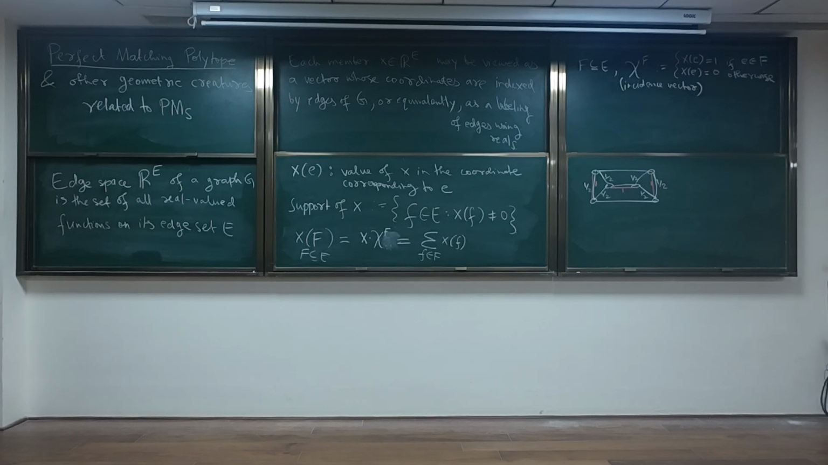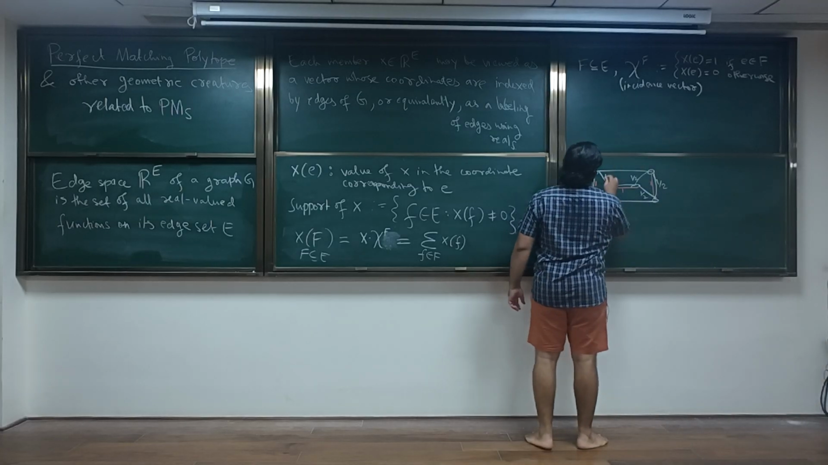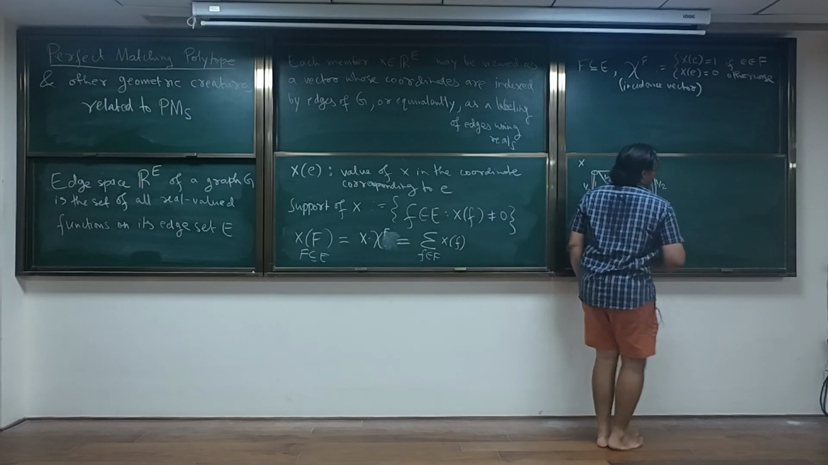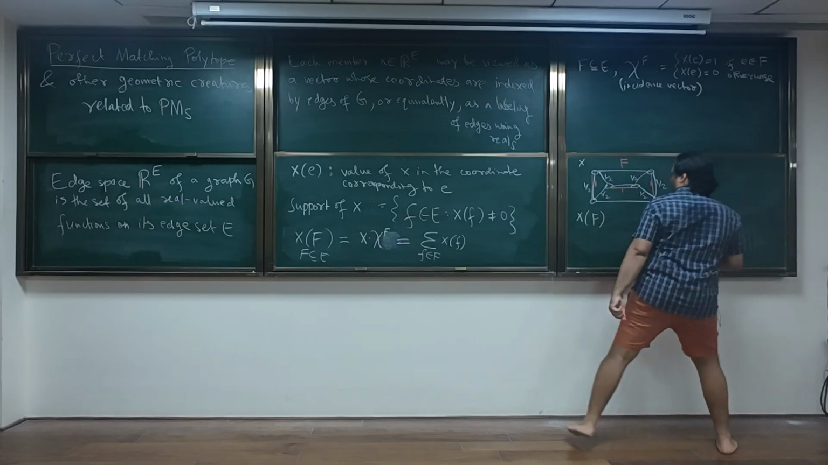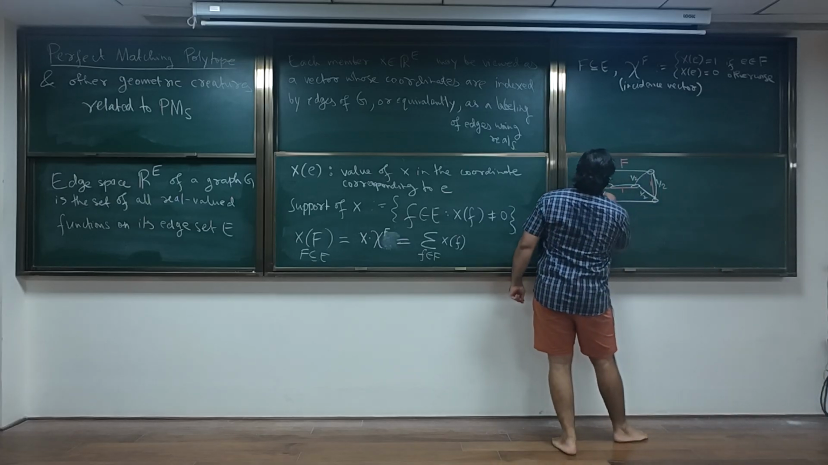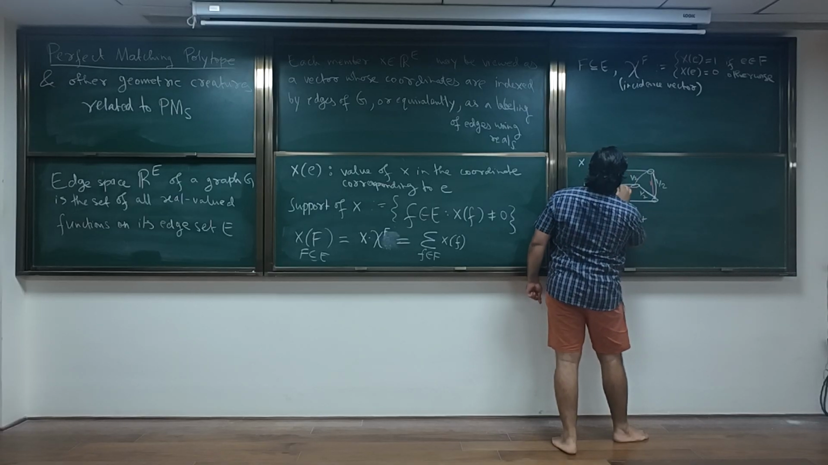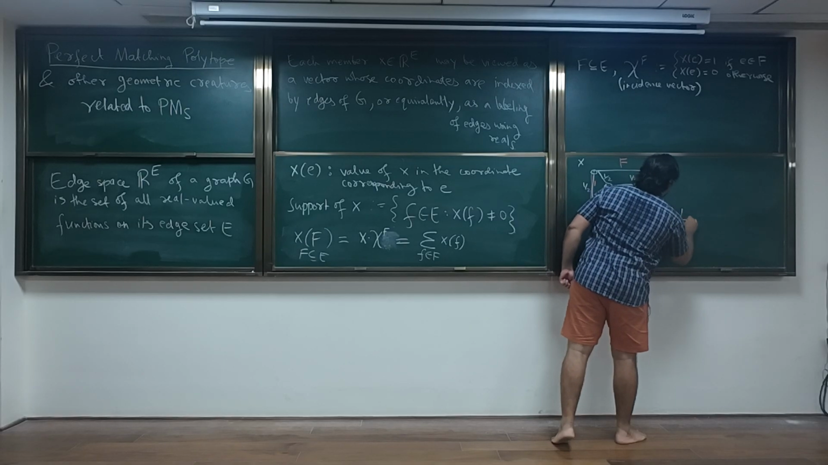Right. So in this example, if my vector x is the one in white color, then x of capital F, where F is the pink edges, is equal to half times 1 plus half times 1 plus 0 times 1 plus half times 1.